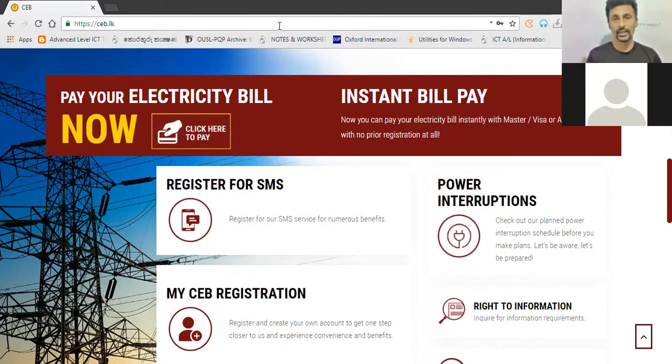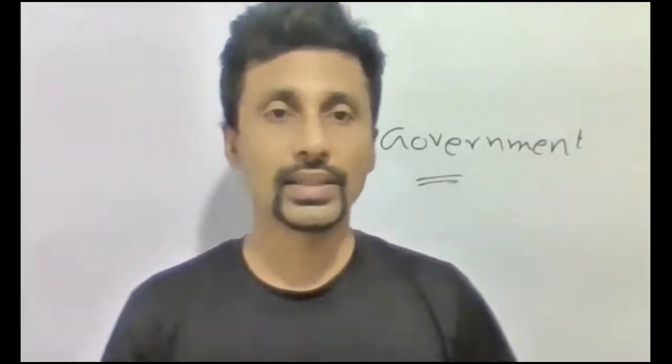Other than that, there are so many services. Now if you go to info.lk or srilanka.lk, you have different details for different departments and government authorities. Their details you can even get through this website. So those are provided by the government.